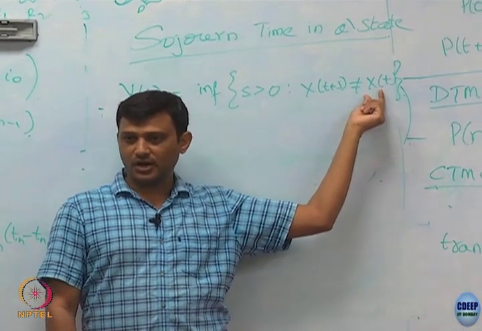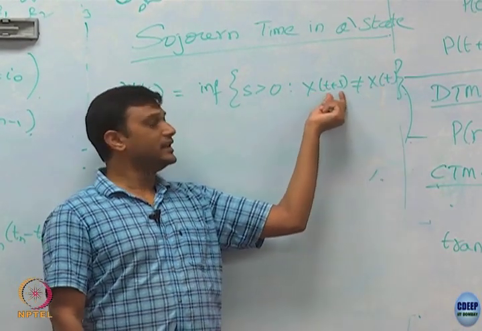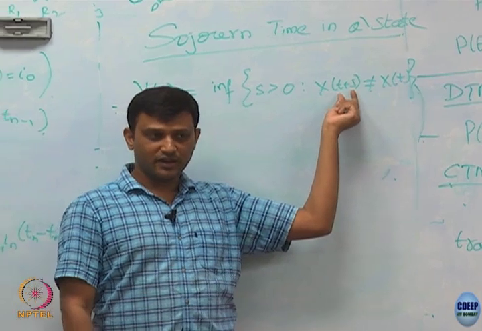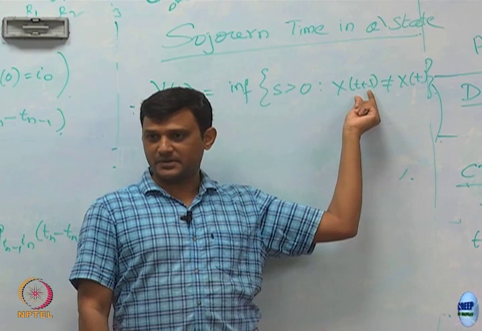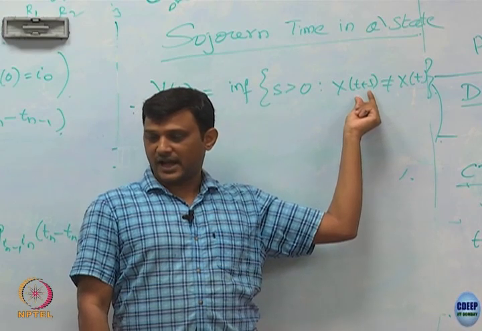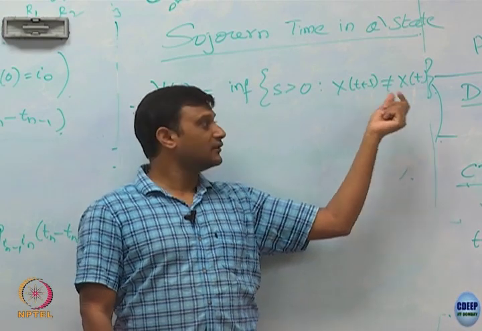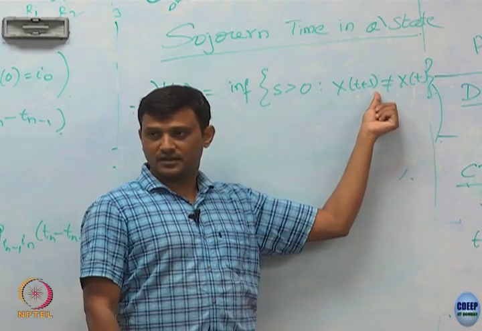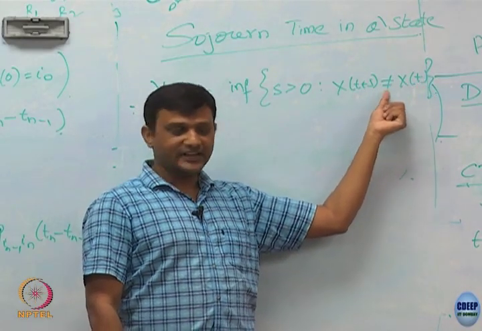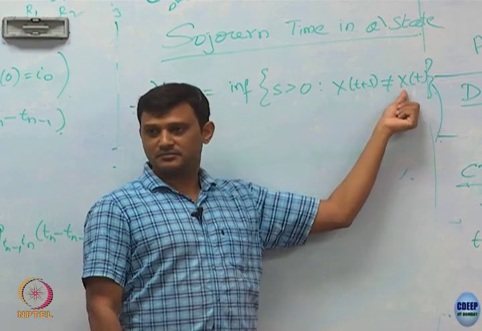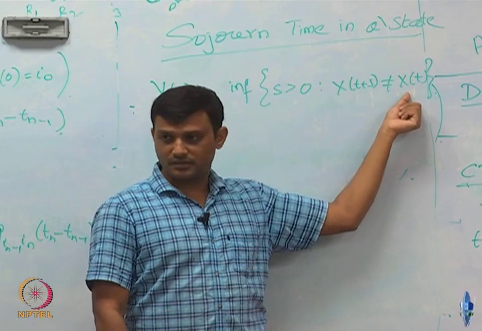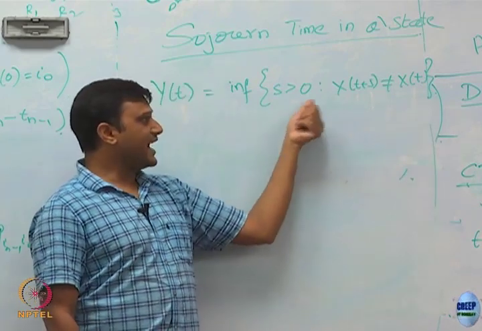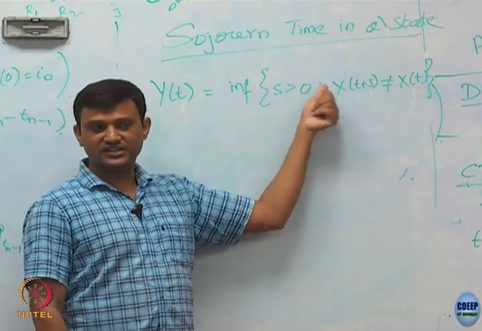Now I am looking for T of s. So T of s will take some state, like this is the state taken at time T of s. I am looking for s from time t, in which it is going to take a state other than x t. And I am going to look for an s which is the smallest among all of them.